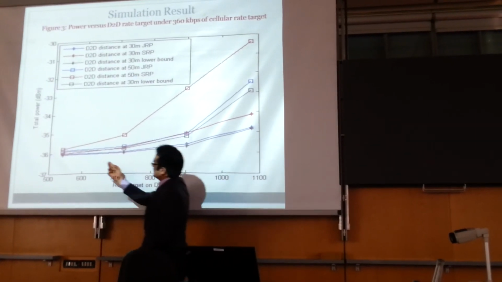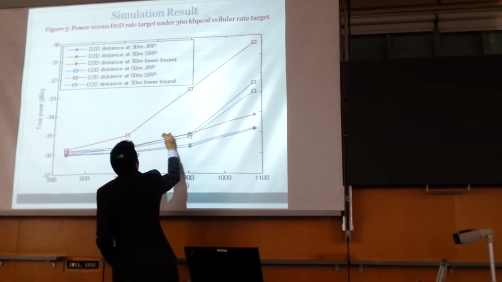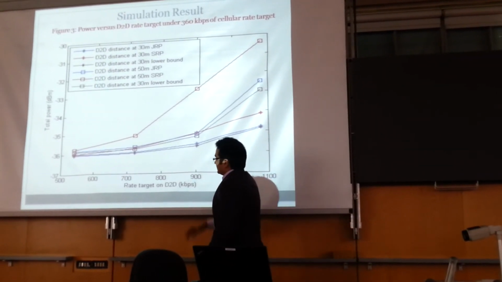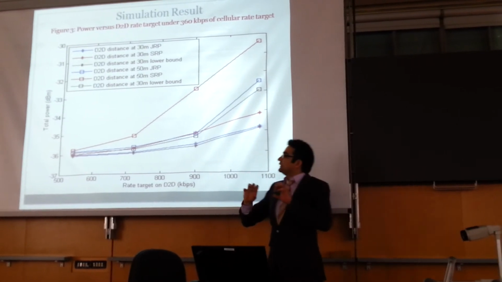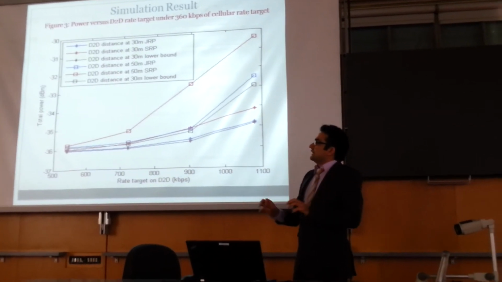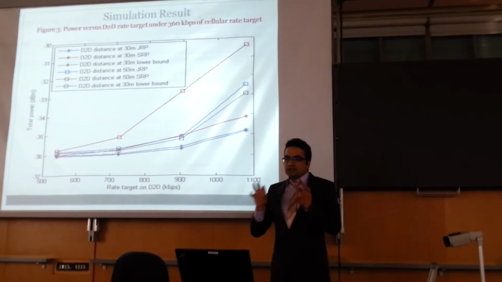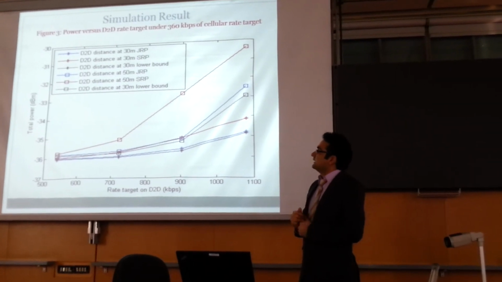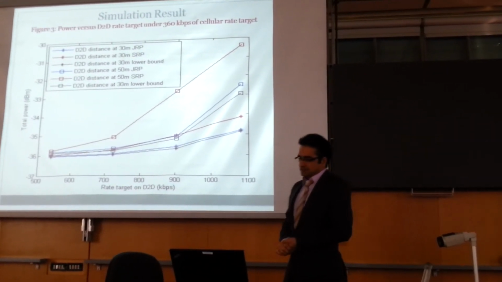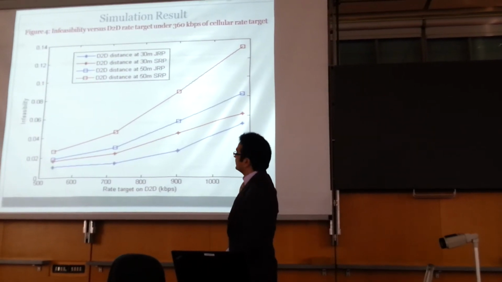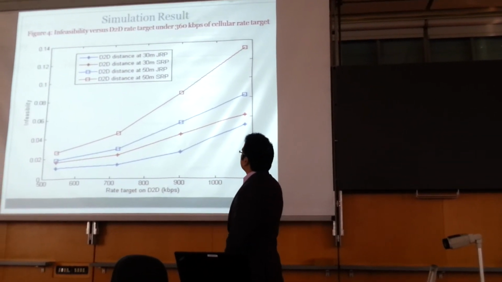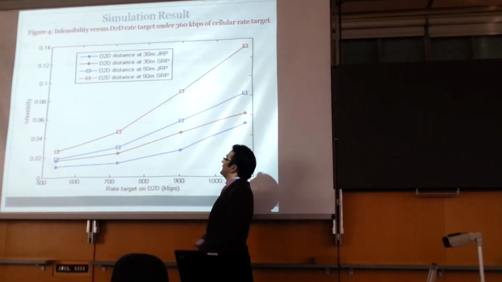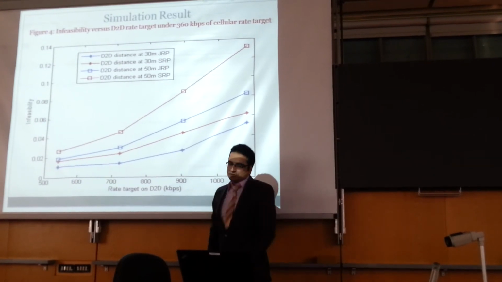However, for 50 meters, you can see that even the blue one departs more as we keep increasing the D2D rate target. So it is influenced more if you increase the D2D distance more and more. Greater power will be required per resource block, which means that the interference will not be negligible. We are increasing the interference. In this case, you can see the infeasibility. Here the constraints in the GRP scheme are less violated as compared to the SRP scheme. And this is for 50 meters, and these two are for 30 meters.